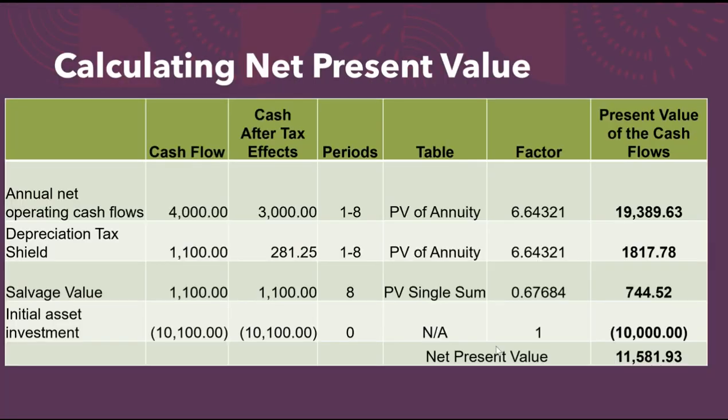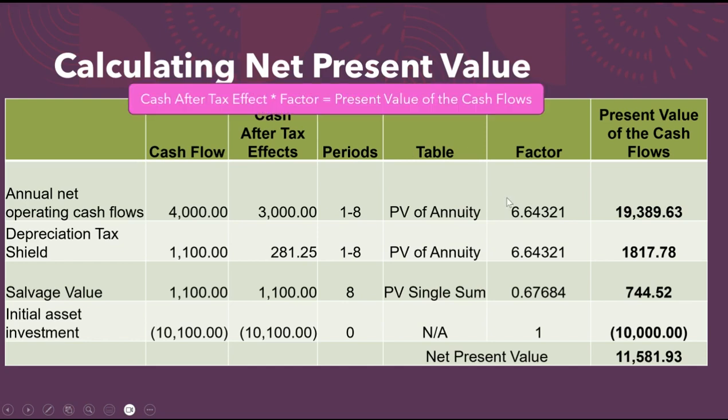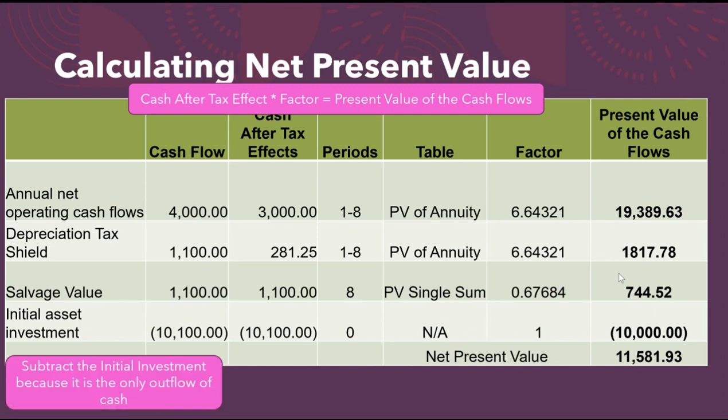I can go back now and plug these into my table. So we have our cash flows, the after cash effect that we calculated, the factor that we determined using the table, and then we're going to take that cash after tax effect multiplied by the factor to get the present value of the cash flows over here. We take that column, subtract the initial investment because that is our only cash outflow, and that gets us our net present value. So the net present value for this project is $11,581. It's a positive number, which means Lisa should do the project.